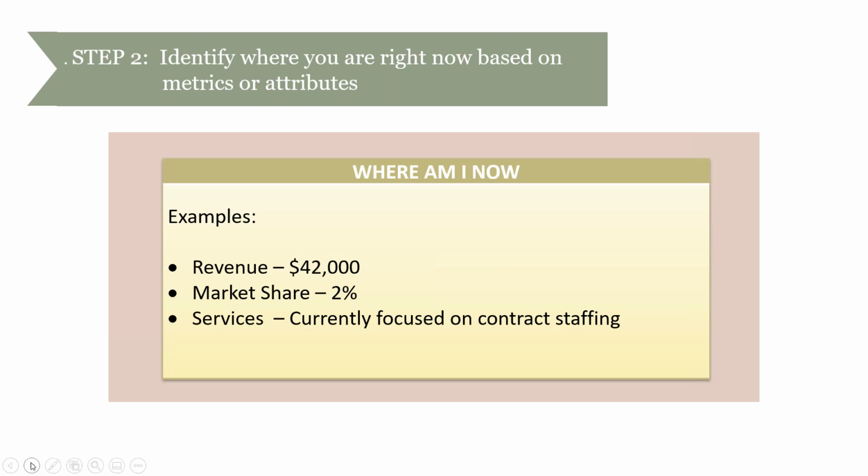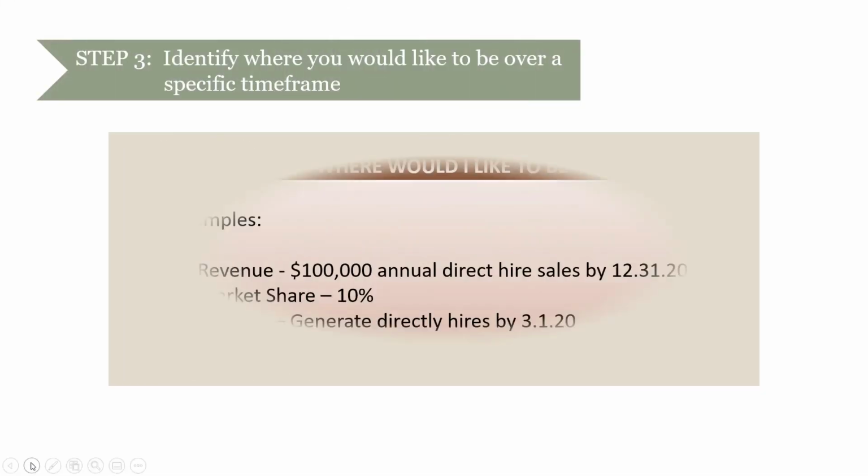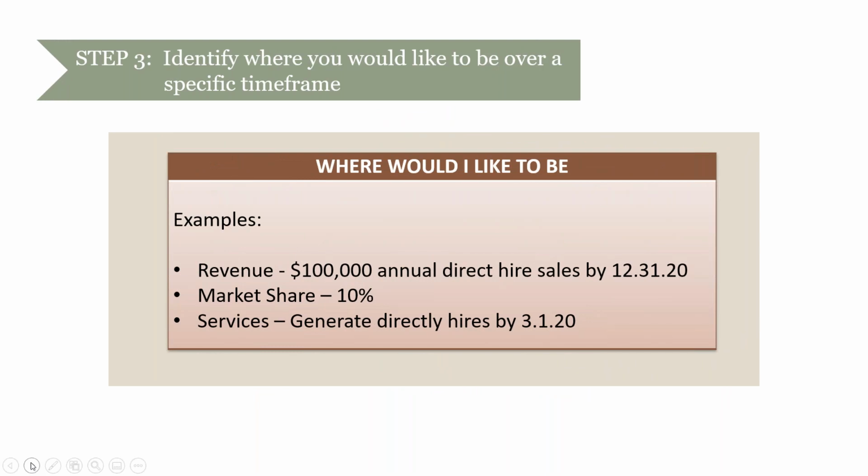Step number 3 is you want to identify where you want to be over a specific time frame. I know many of you are looking to increase direct hire this next year. So the example could be that I'm a recruiter. I did 42,000 last year. This year, I want to do at least 100,000 in direct sales by the end of the year, and I want to have 10% of the market share rather than 2%. And the services, I want to generate direct hires by 3/1/20. So I want to have my first direct hire fill before the end of the first quarter.